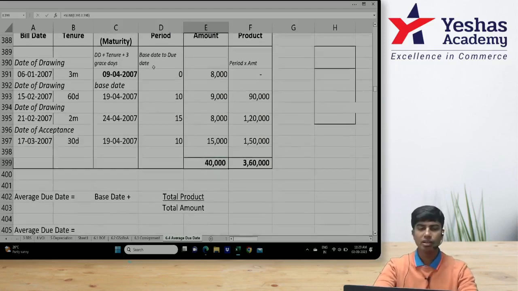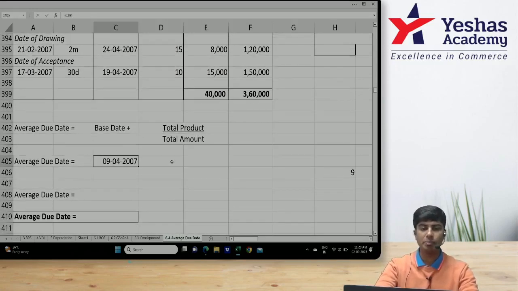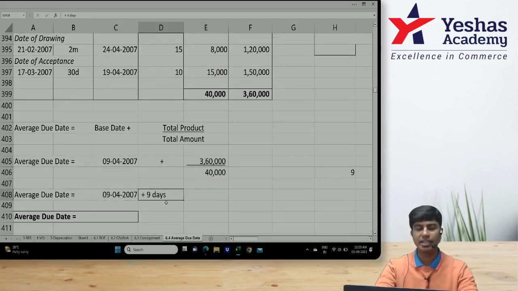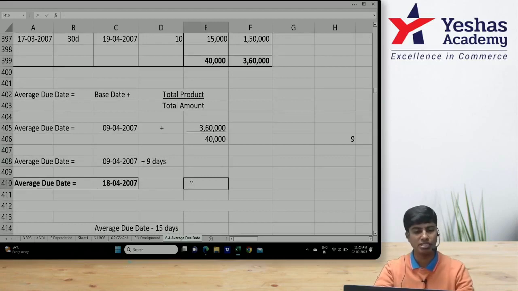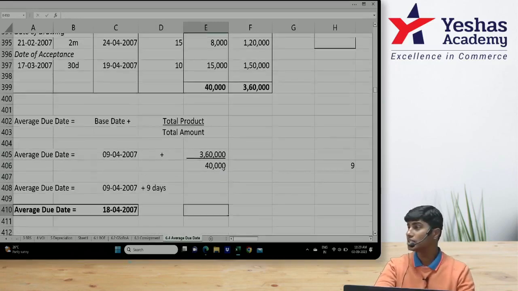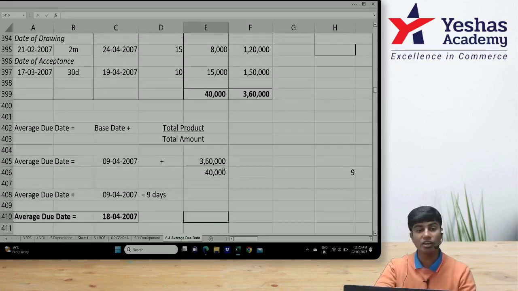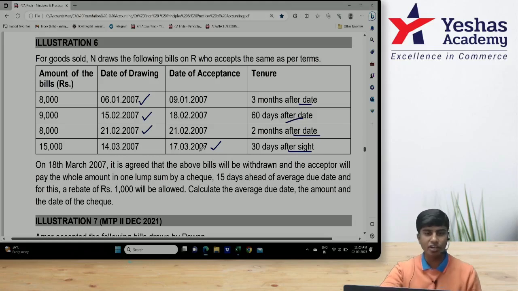Am I right? Base date is 9th April. 9th April plus 3 lakh 60 divided by 40. 9th April plus 9 days. That is 18th of April 2007. Got this? This is average rate. This is not the end of the answer. We have not read the rest of the question.